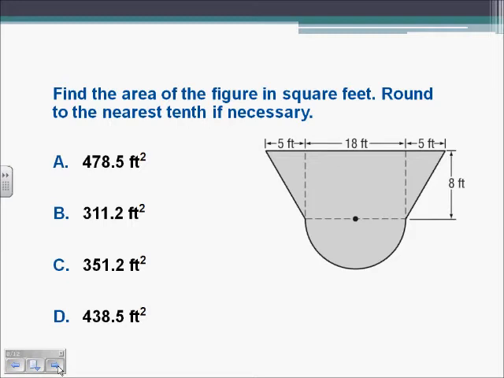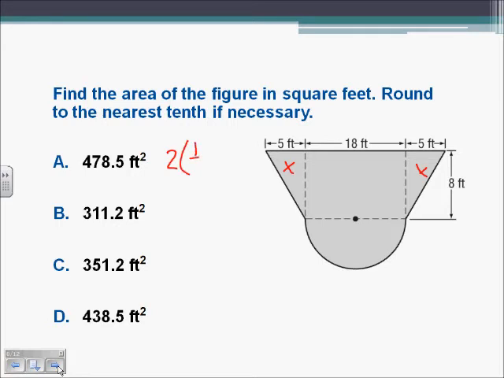Here we're asked to find the area of the figure in square feet, rounded to the nearest tenth if necessary. So we have two triangles here and here. We've got a rectangle and we've got a semicircle. We know the area of the two triangles. Since we have two of them, we're going to multiply by 2.